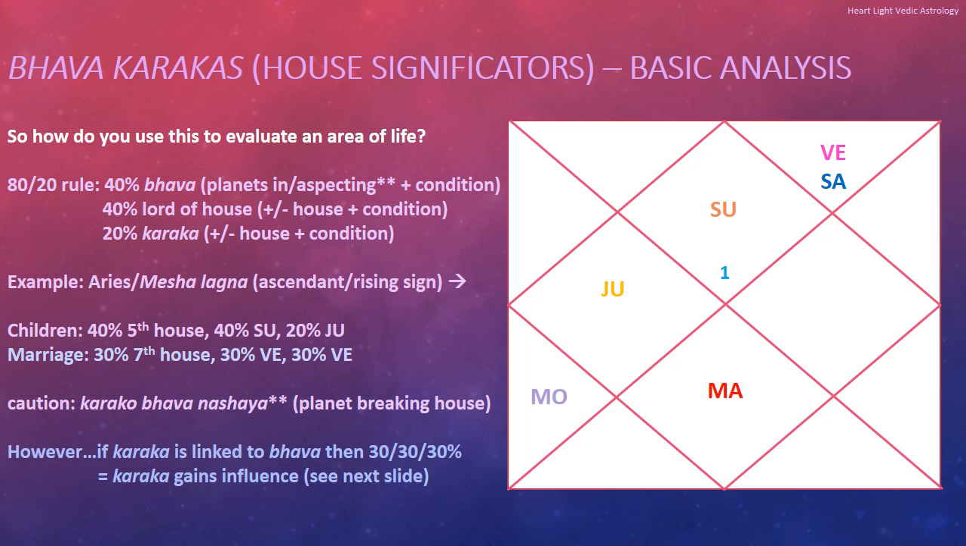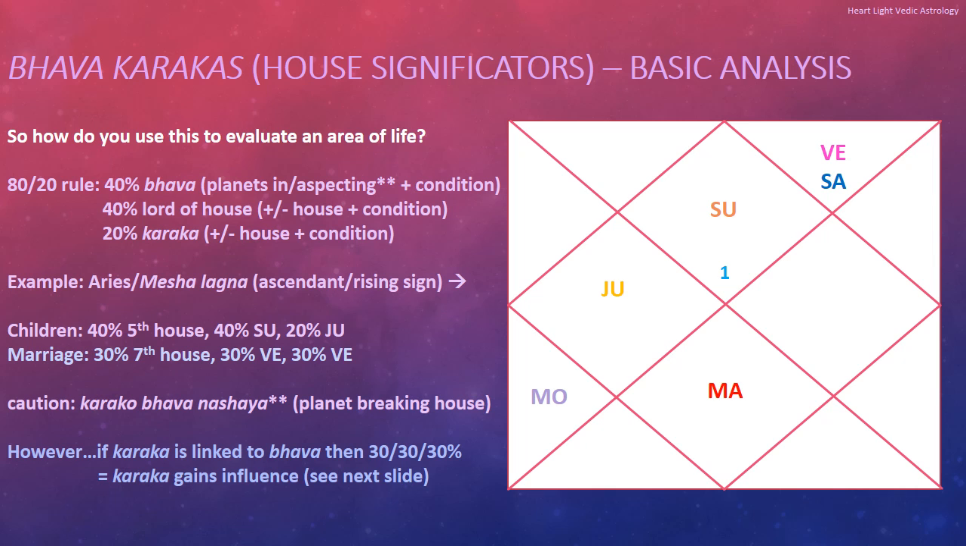And then the thing is, now Venus, because it's Lord of the seventh house, that's 30% of this analysis. And Venus is also the Bhava Karaka for the seventh house, meaning marriage or spouse-like partner. So this Venus is actually going to be 60% of the analysis here.